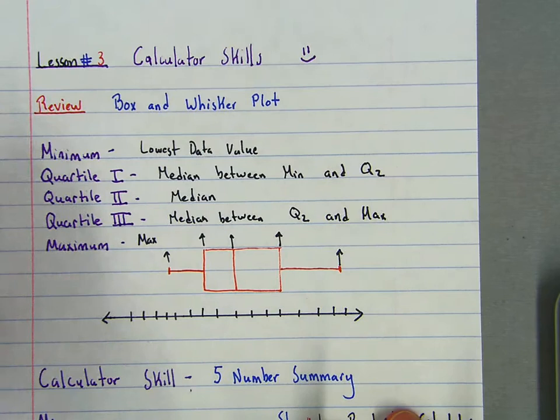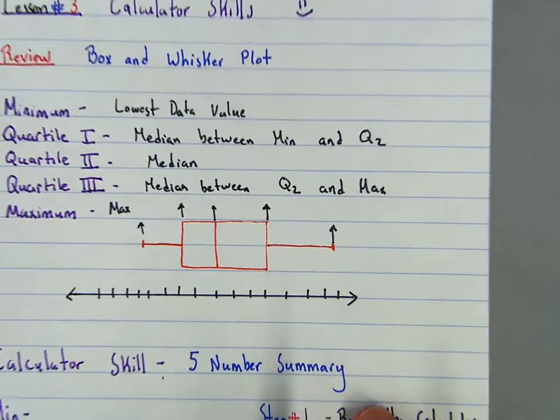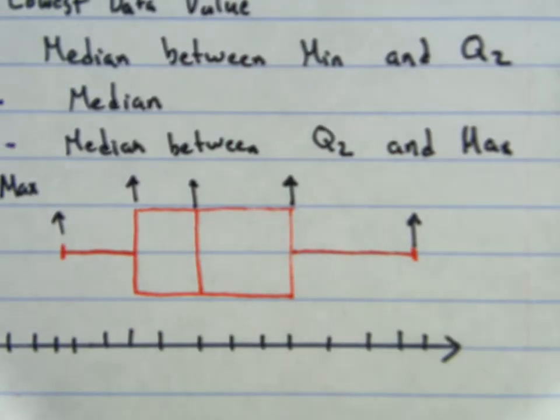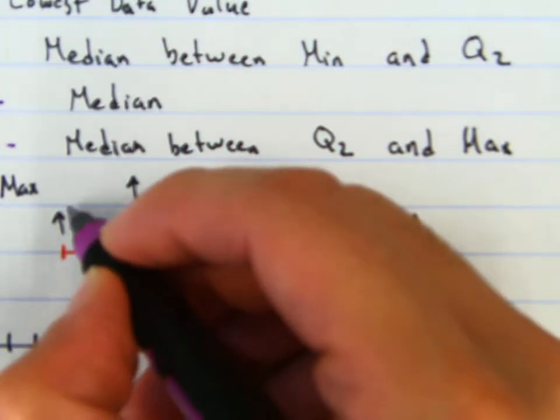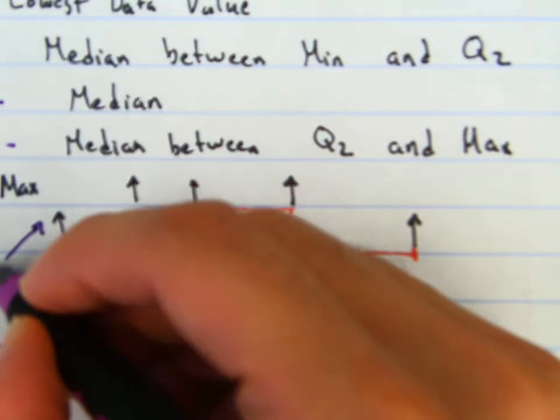This is the basics for a box and whisker plot. And if we take a look at the actual diagram over here, the 5 sections that you should be able to identify, the minimum goes here, right? This is the minimum.